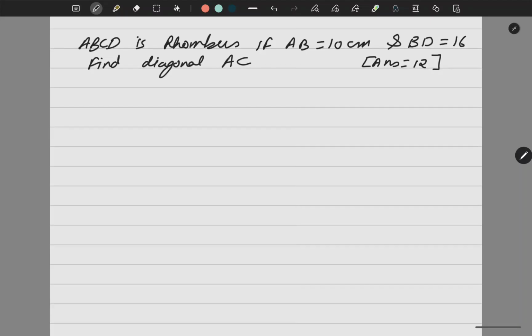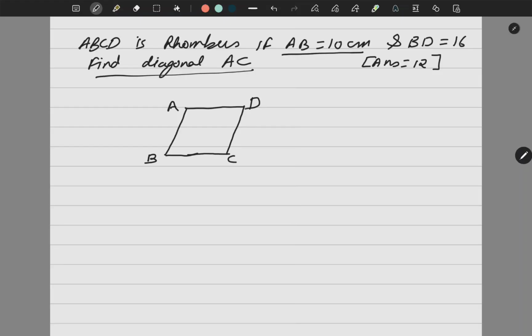Let us see one question. ABCD is a rhombus. So let me first draw ABCD. ABCD is a rhombus with AB as 10. Now see, find diagonal AC. So I know that the diagonal is AC. Let me name it ABCD. Correct? Now AB is 10 and BD is 16. Correct? AB is 10 and BD is 16, and they are asking me to find AC.